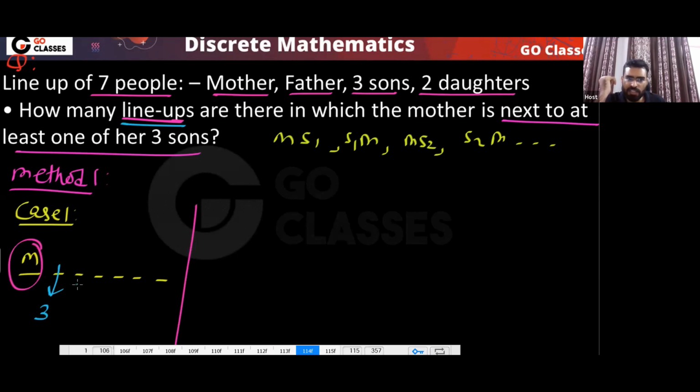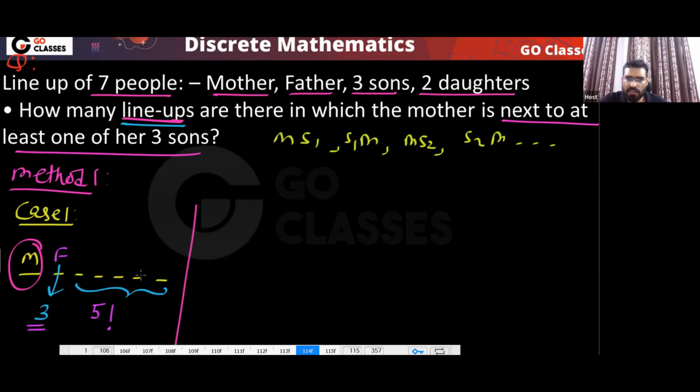After this, how many for the rest? Okay, this is done. Now the remaining people can go in 5 factorial ways. Yes or no? Is this clear? You are putting one person here, for example the father, you are putting here.